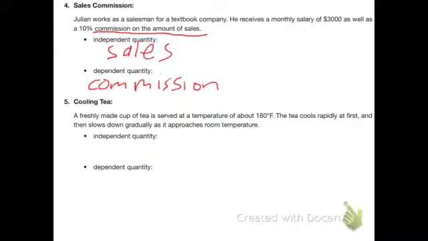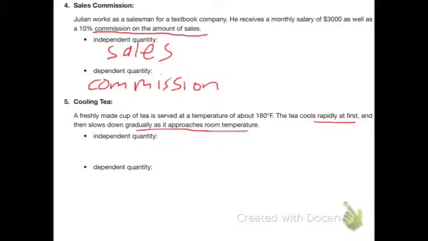Okay, moving on to 5. Cooling tea. A freshly made cup of tea is served at a room temperature of about 140 degrees Fahrenheit. The tea cools rapidly at first and then slows down gradually as it approaches room temperature. Like this whole cooling rapidly at first and then gradually as it approaches room temperature, right, that's telling you what's changing. Well, the temperature is changing, and also time is changing, right? Time continues. As time continues, the temperature changes.